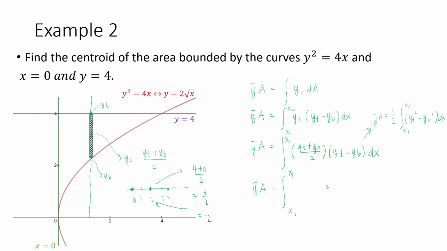Sorry. So let's try to plug in the values now. So this one is 16 over 3, and then from 0 to 4.